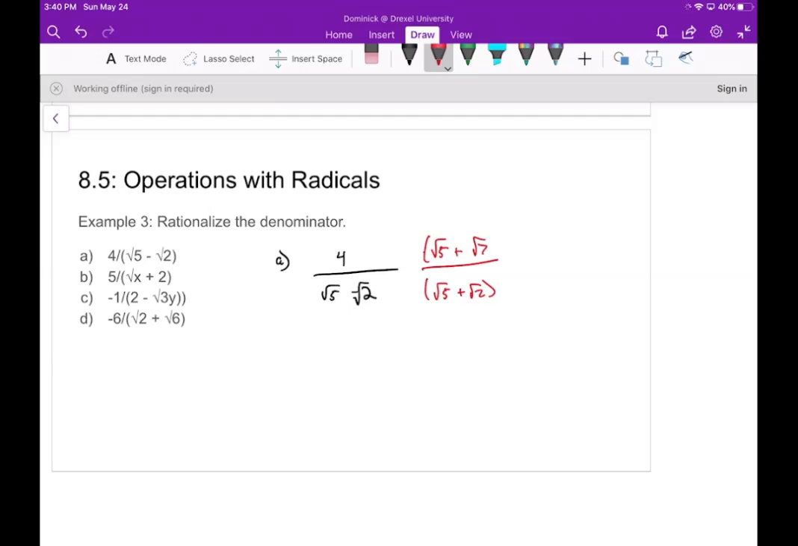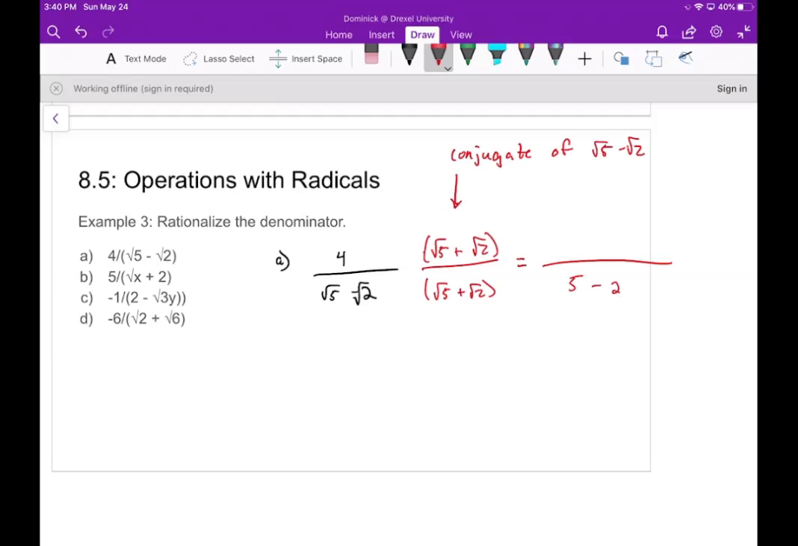right? And this thing is referred to as the conjugate of square root of 5 minus square root of 2. Basically, what we mean when we say a conjugate is that you are multiplying by essentially the same thing, except you're changing the sign. The reason we do this is because the bottom will now just become the first term squared, which is 5, minus the second term squared, which is 2, because it's like a difference of two squares, but with square roots.